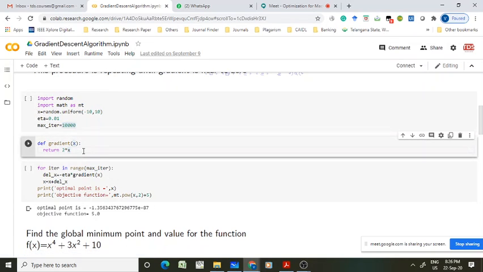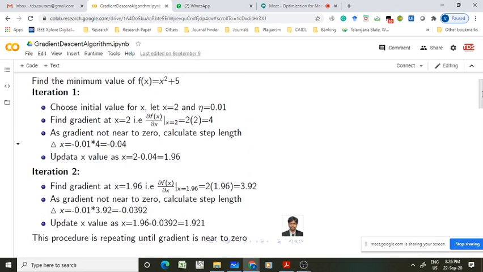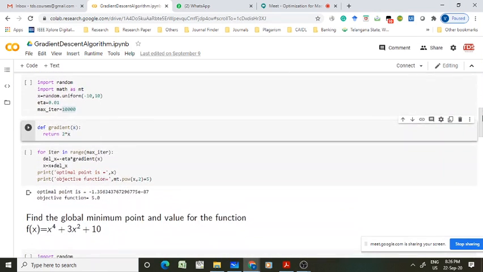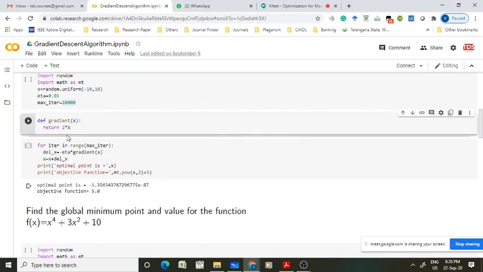Next, in every iteration, you have to observe that we are calculating the gradient. Now what is the gradient of this function f of x equal to x squared plus 5? The gradient of the function with respect to x, that is dou f by dou x, equals 2x. So gradient equals 2x. The value changes with respect to x. If x changes, then the value of the gradient also changes. So I am calculating that gradient as a function.